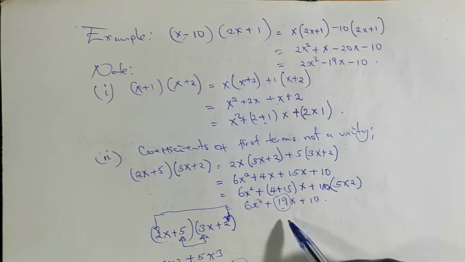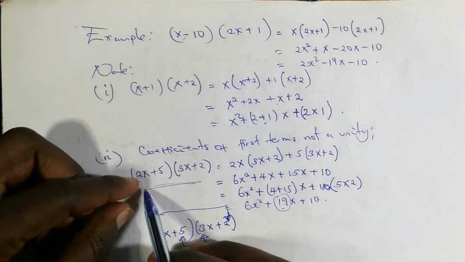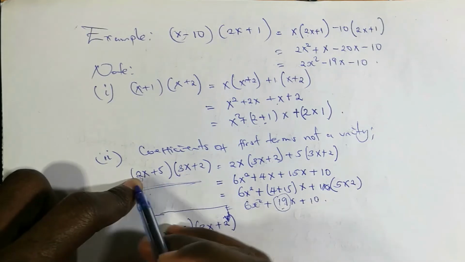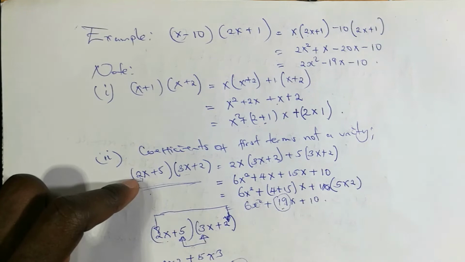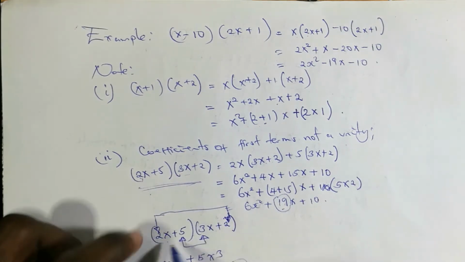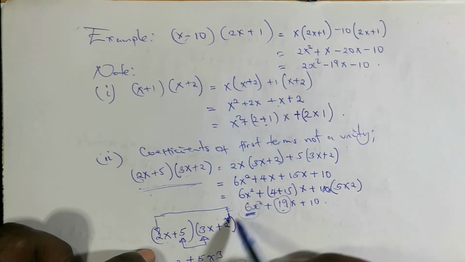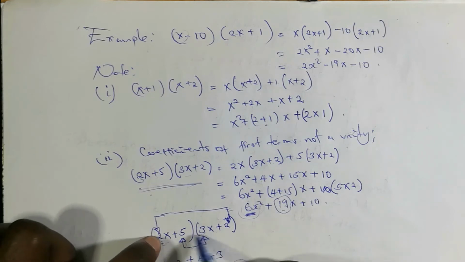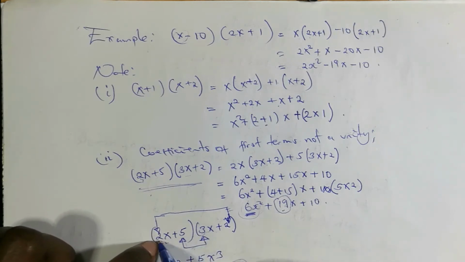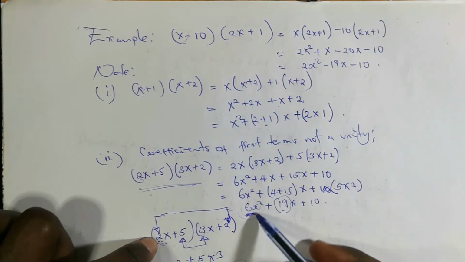I'm bringing this because I want us to get a quick way of getting this expansion, even if the first terms have coefficients of 1, or they have the same coefficients. You still use the same method to get the middle term. To get the coefficient of x squared, you just multiply the first terms, that is, the coefficients of the first terms. That's 2 times 3, which will give you 6x squared.